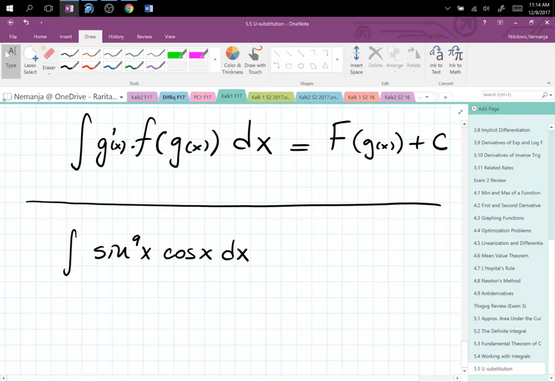So we see 3 functions. We see sine, we see cosine, and we see x to the 9. Sine and cosine are derivatives of each other. That's the function derivative pair. That's what the u is going to operate on, the substitution. The one function that doesn't have its pair there is x to the 9, in which sine is plugged in. So my u has to be sine x, because that creates u to the 9. So u equals sine x, du equals derivative of sine is cosine, so cosine x dx.